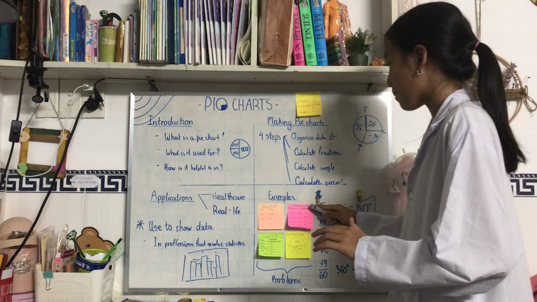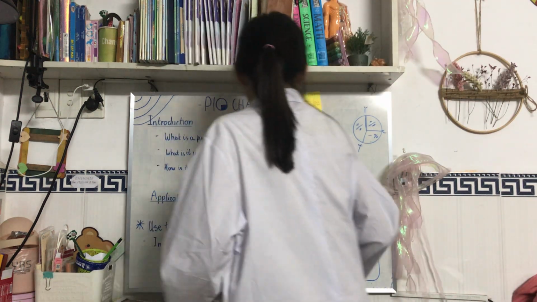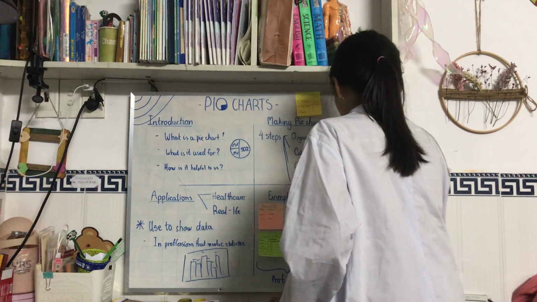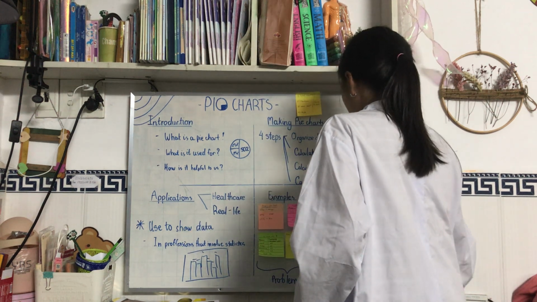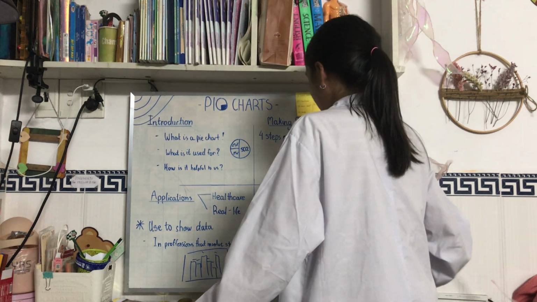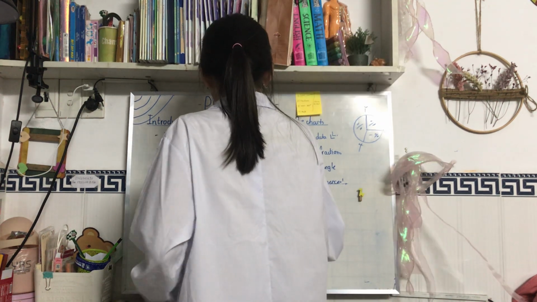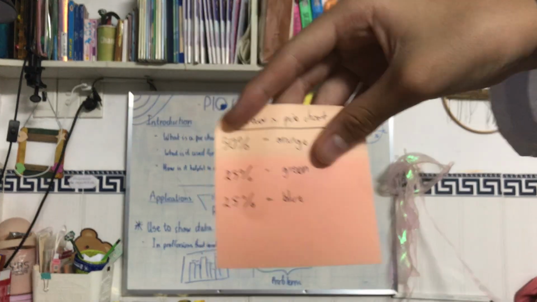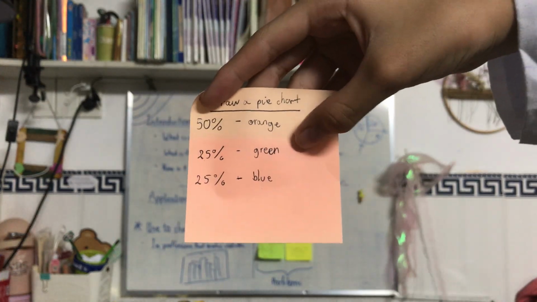Then we have the examples part. We have three main questions, since we have already done the first one. The first one is draw a pie chart. We can draw a pie chart here, 50%, which is orange, 25%, which is green, and 25%, which is blue. How can we draw a pie chart?